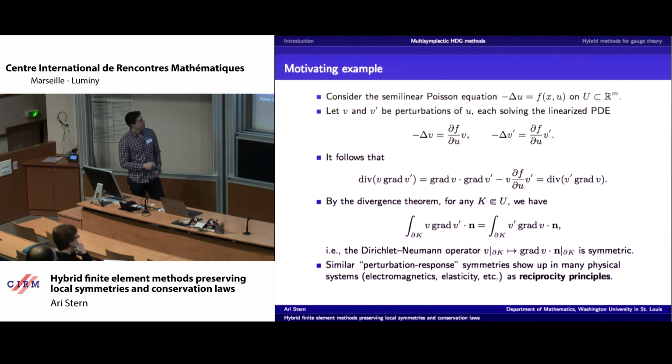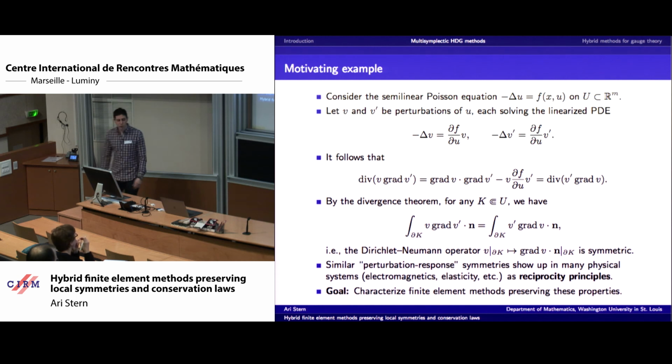And there are a lot of these reciprocity relations. Green's reciprocity in electromagnetics is applied all over the place, electrical impedance tomography, for example. There's Betty reciprocity in elasticity. So these sort of symmetries between perturbations of the boundary values to a system and the response show up a lot.